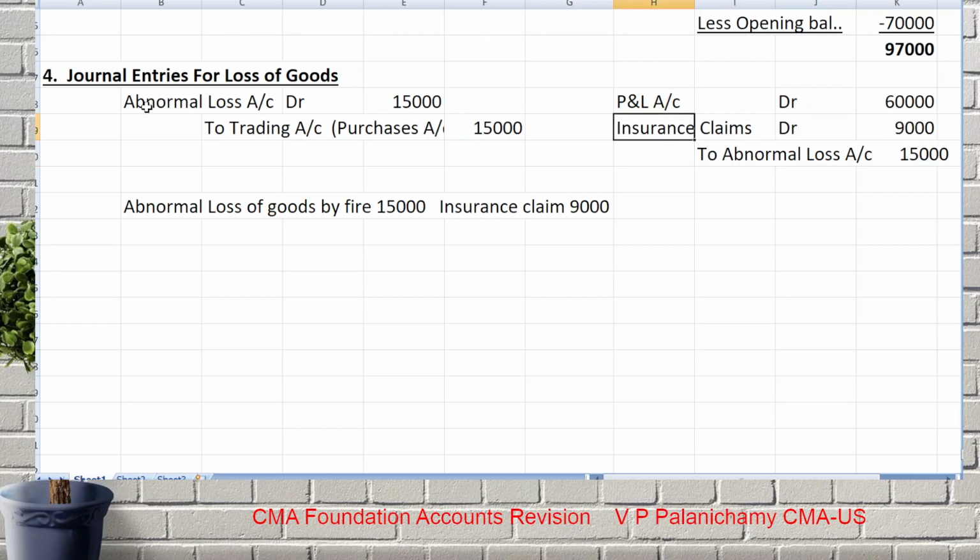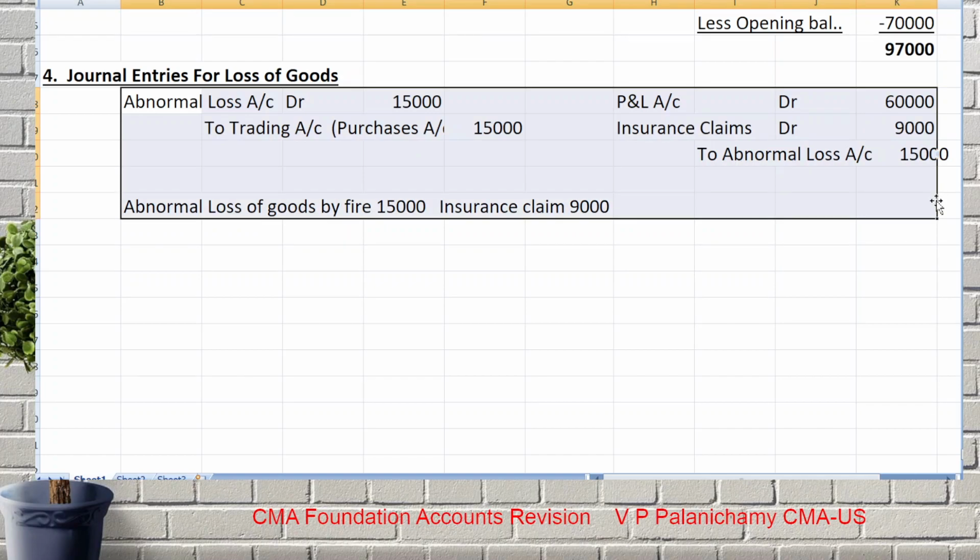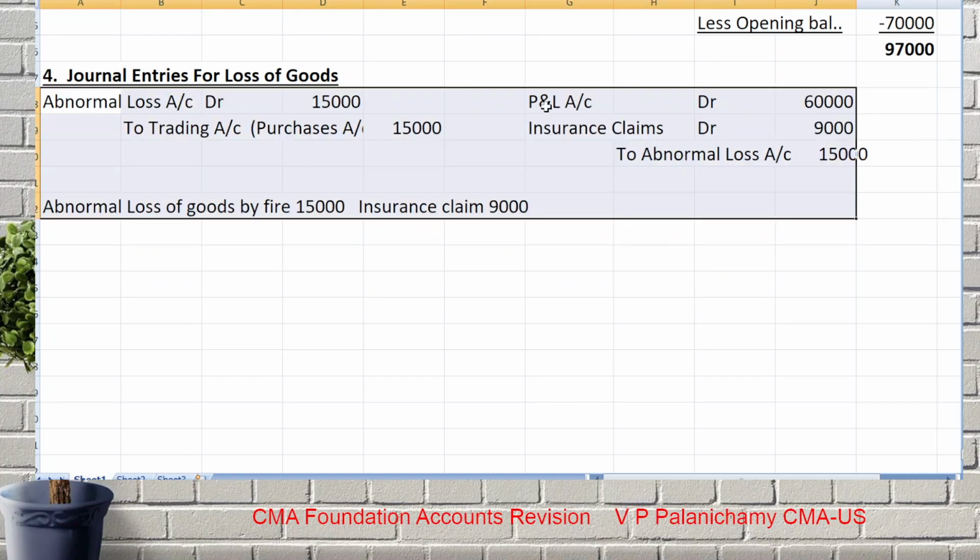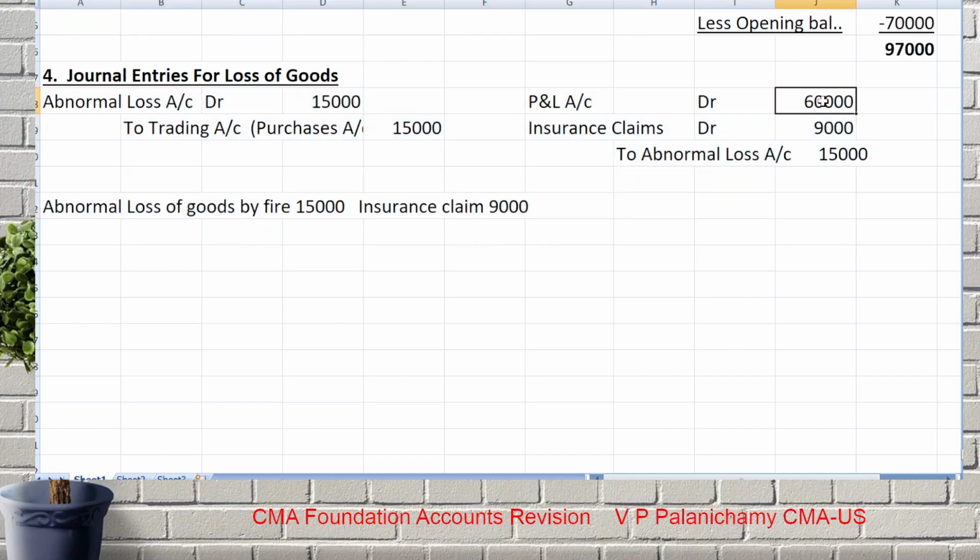Out of the abnormal loss of 15,000, how much gets adjusted? Sorry, insurance claim 9,000 gets adjusted. Balance how much is charged in P&L account? 6,000 is charged in P&L account. In the question they can ask this.